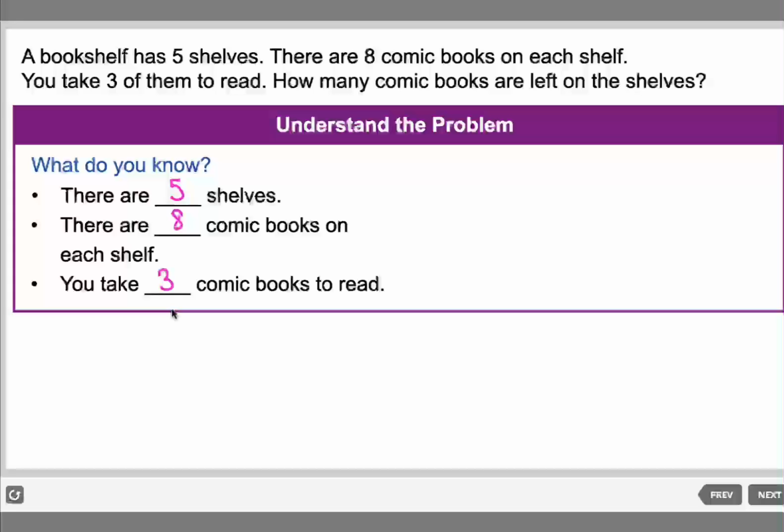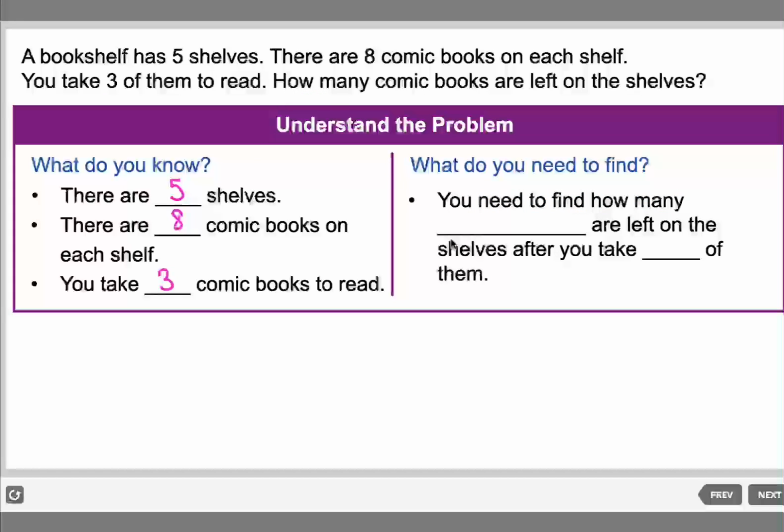Then the next step is what you need to find. What should you find? What do we need to do? We need to find how many comic books are left on the shelves after you take 3 of them.